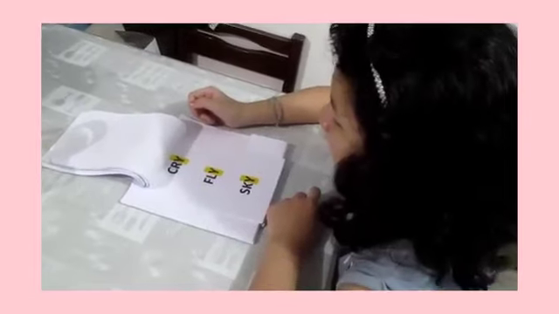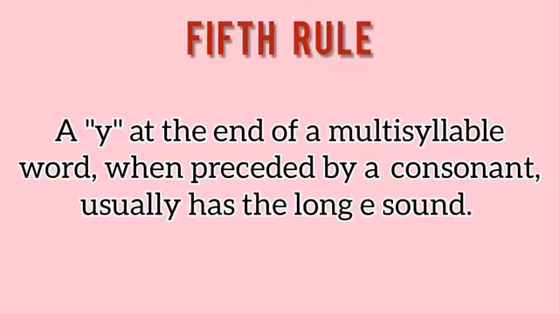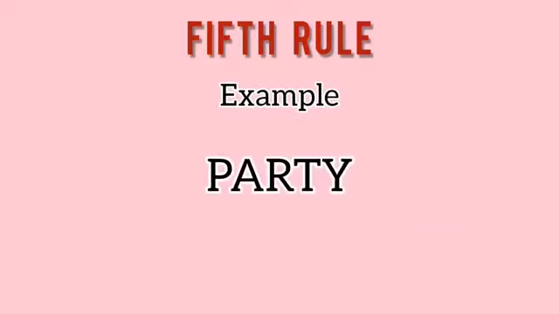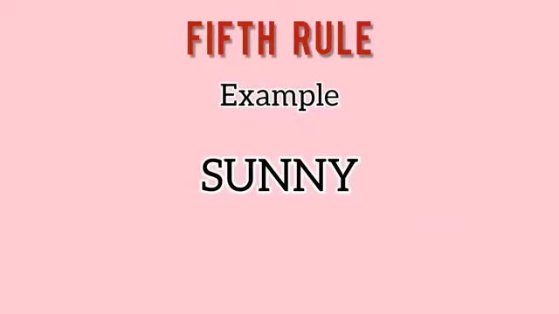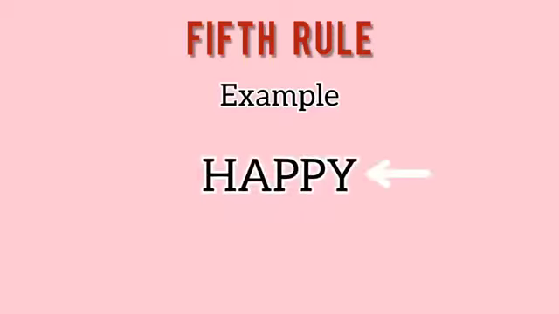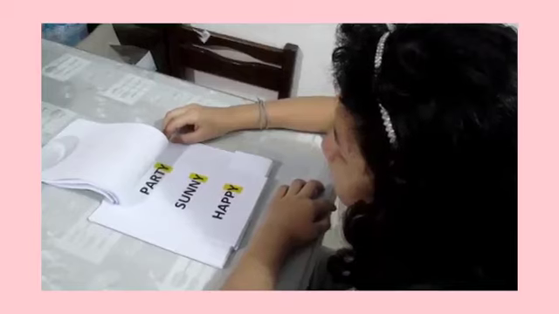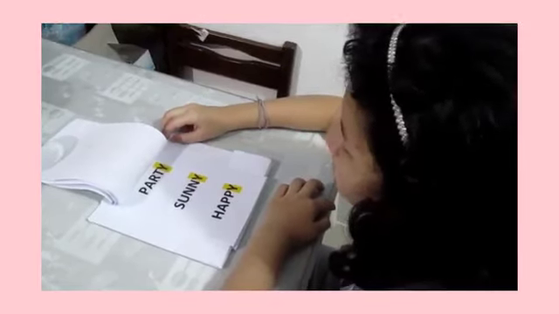Cry, fly, sky. Lastly, a Y at the end of a multisyllable word, when preceded by a consonant, usually has the long E sound. For example, party, sunny, and happy. As you notice, since Y is at the end of the multisyllable word, it has a long E sound. Party, sunny, happy.